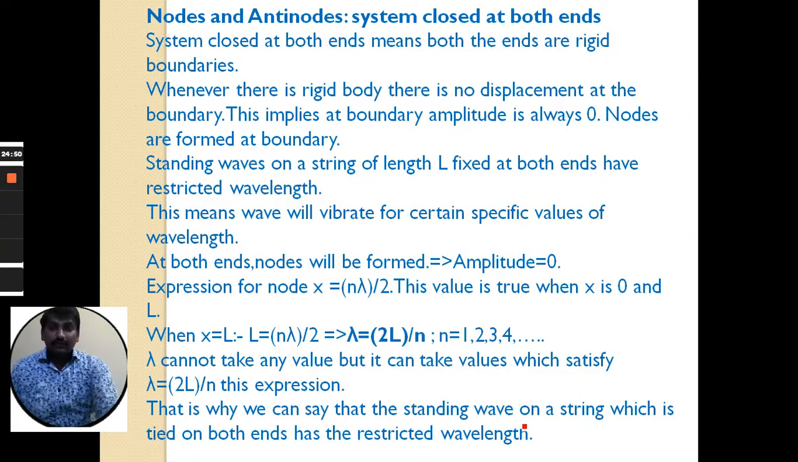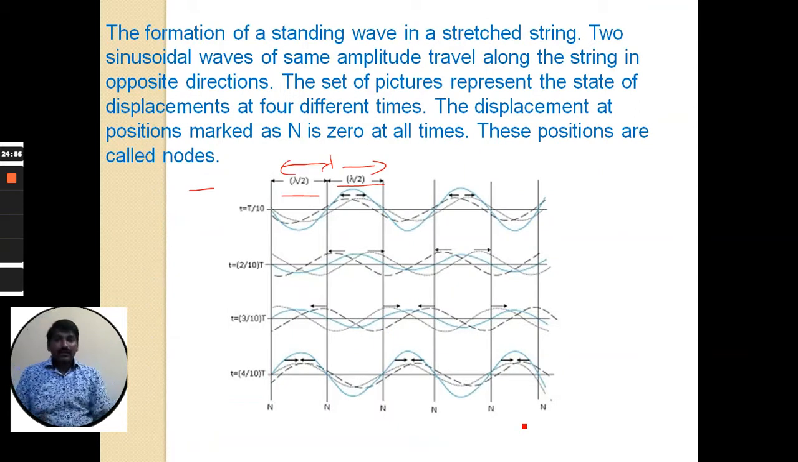Now, till now we discussed these nodes and antinodes for the string between two rigid supports. This is applicable in the case of guitar, sitar and violin instruments to produce good sound or good music. We already studied the modes.